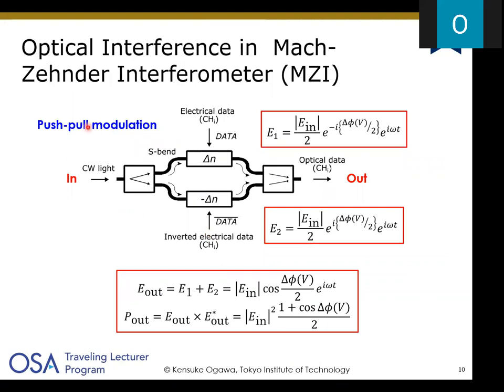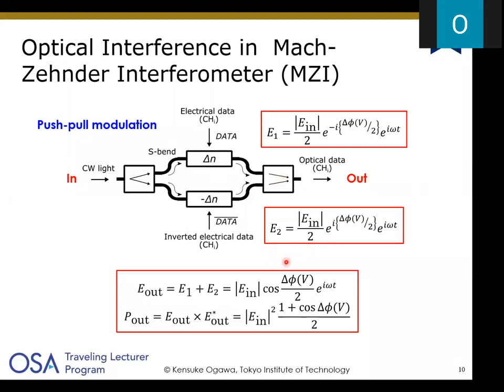Okay, so this is the basic scheme of the interferometer. It's just a waveguide for simple optical interference in a traveling wave form. Input light is separated into two arms, and each arm has a phase shifter. The optical phase of the light waves in both arms is shifted electrically, and they are combined at the end of the interferometer arms into one path.